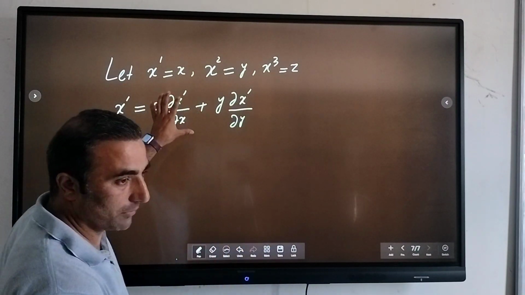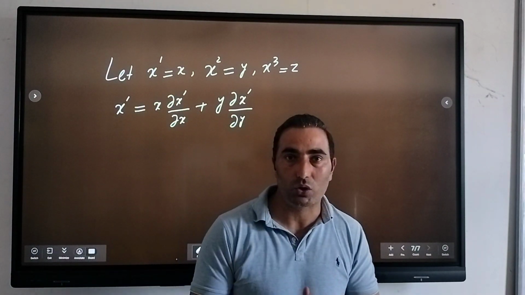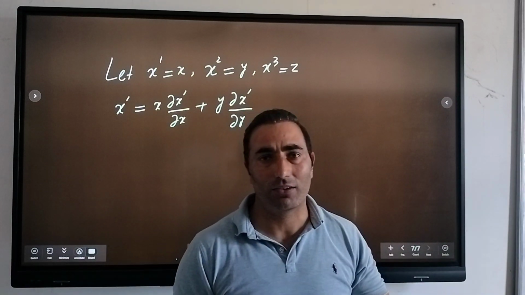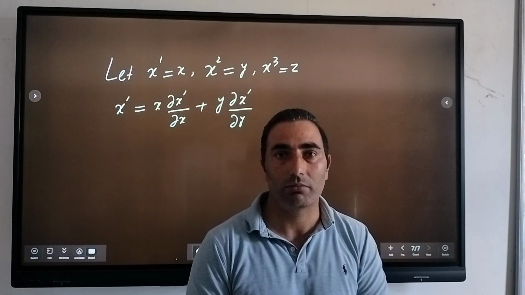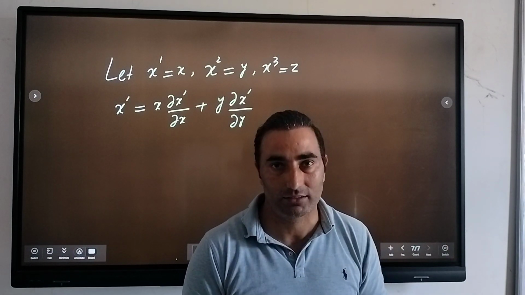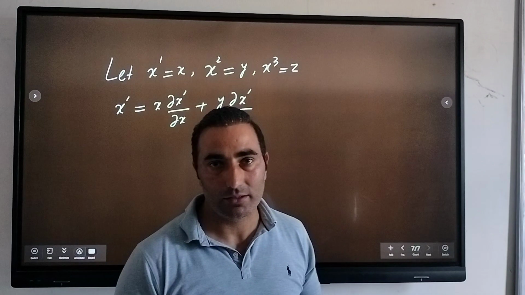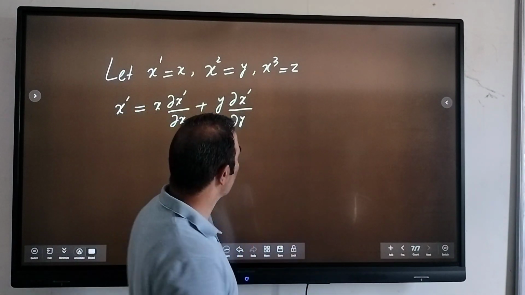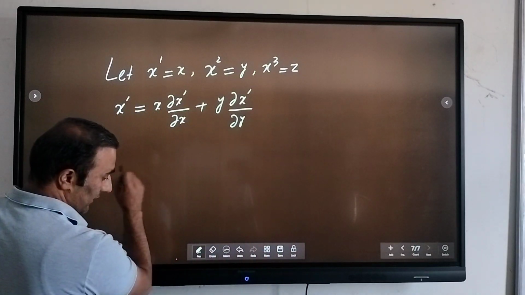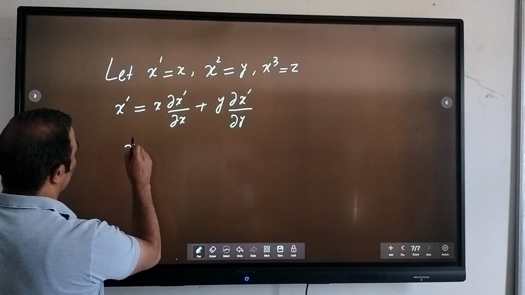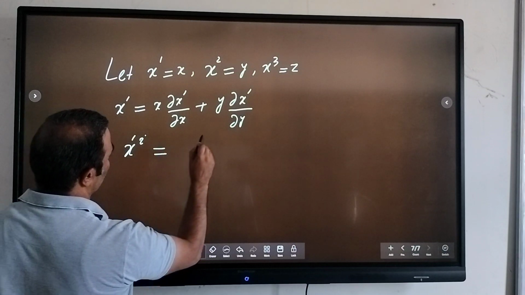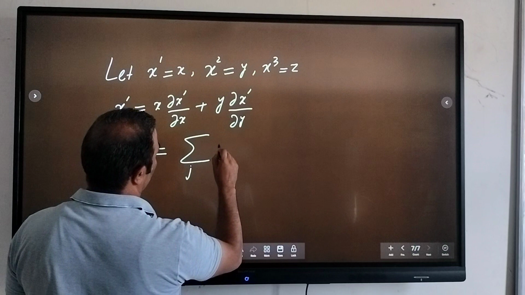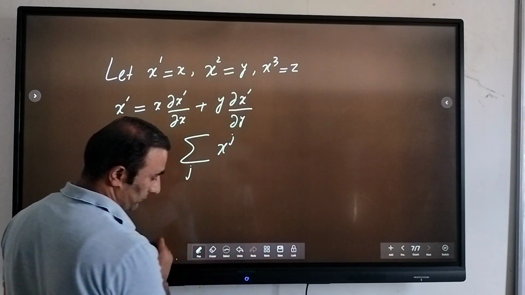Now, after this equation, I want to write it in a compact form, because I am writing it for a position vector. Similarly, I can write it for some vector A, some velocity or acceleration or something else. So I can generalize it and rewrite this term for those quantities also. Instead of this equation, I can write that our x prime i will be equal to summation over j of x j.